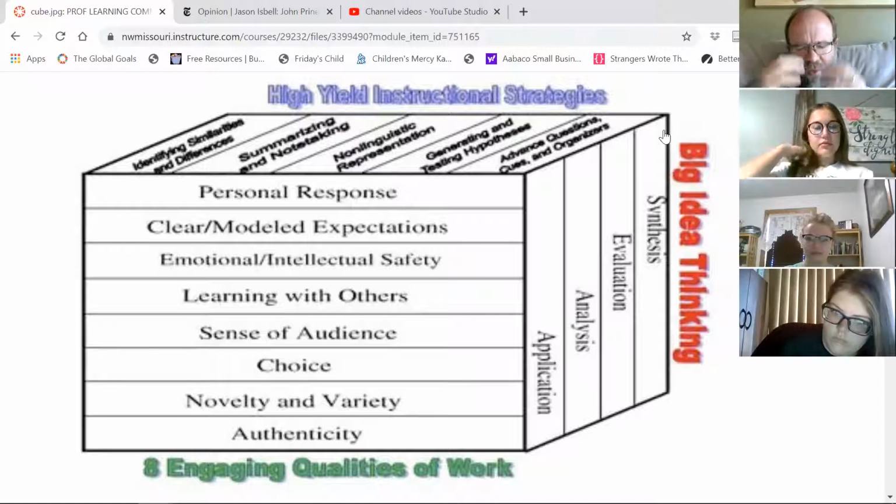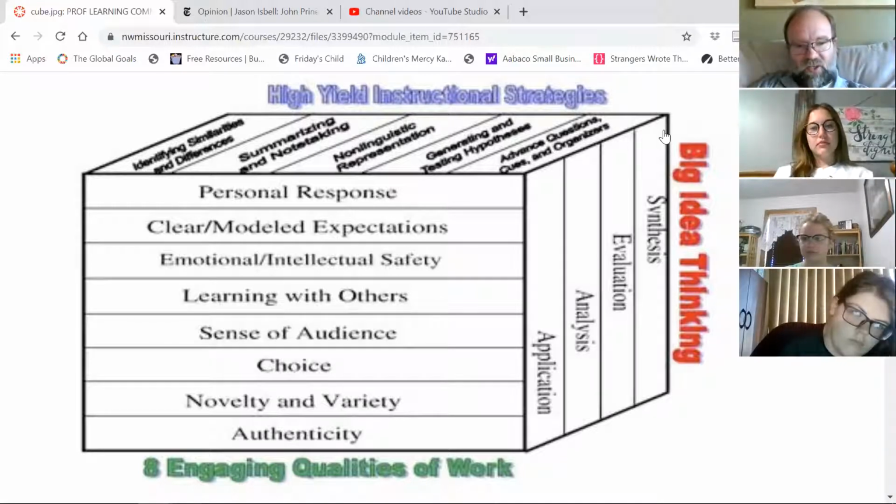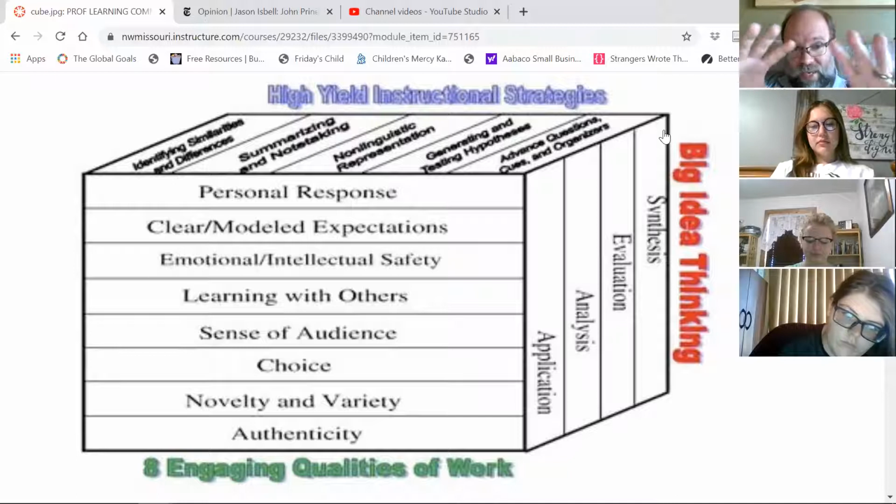You guys watched the video, I'm assuming, of Mrs. Baker talking about John Antonetti. This is John Antonetti's cube. But understand that the stuff that's on the cube, even though Antonetti came up with the cube, is not really his stuff. He's using the work of other researchers.